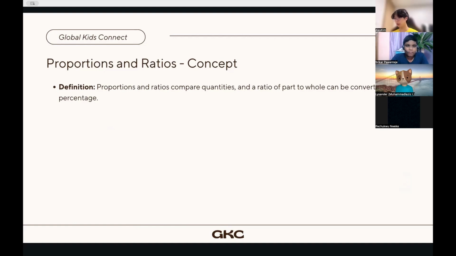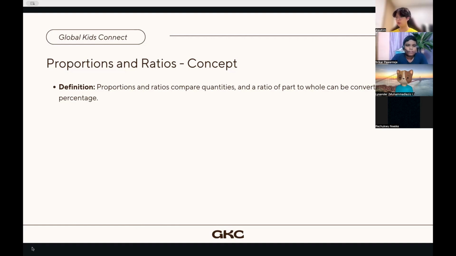So we come to our final concept of today, which is proportions and ratios. We can see that proportions and ratios compare quantities, and a ratio of part to whole can be converted to a percentage. The definition can be a bit confusing right now, but you'll understand it when we go through example questions. It's talking about basically everything we did until now, very similar in terms of what we're using.